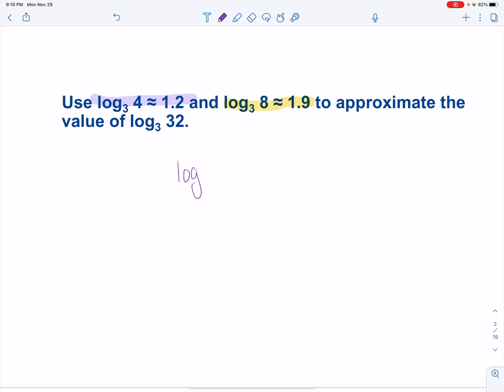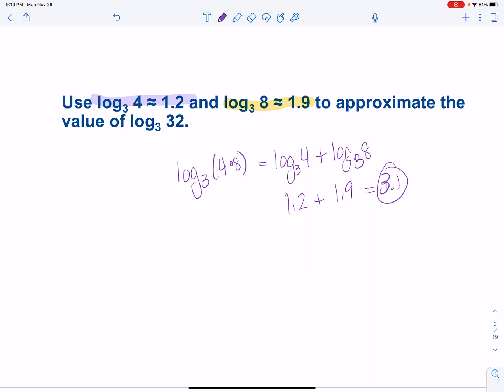Well, can't I say this is the log base 3 of 4 times 8? And if I know it's 4 times 8, then I'm adding those logs. And so that would be 1.2 plus 1.9. So my answer is 3.1. And you should be able to do that without a calculator.